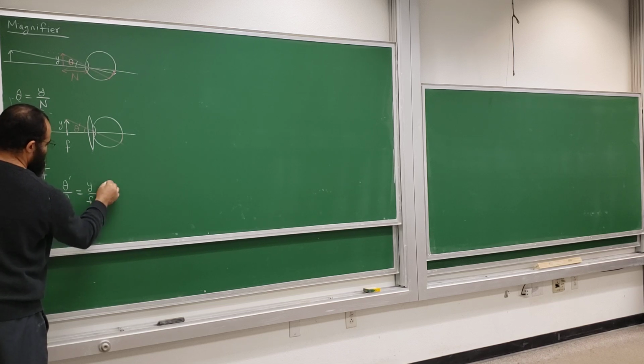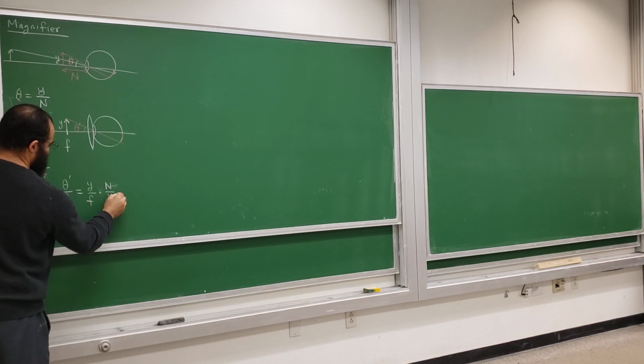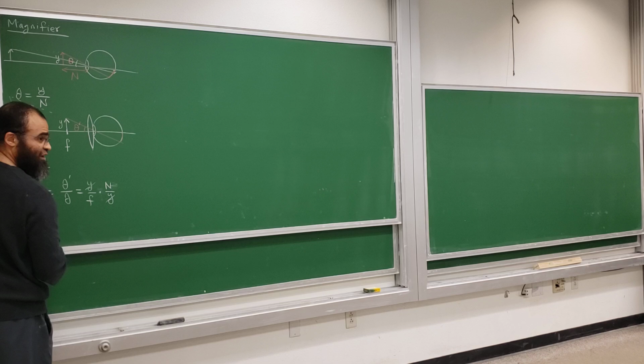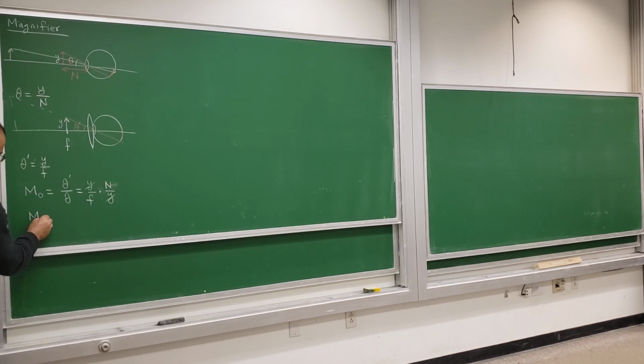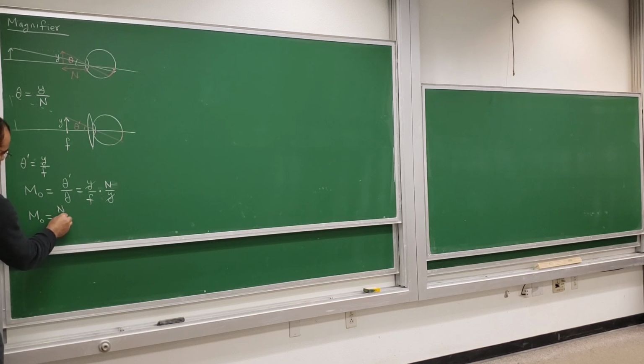Sorry, let's just do it in one. So you're multiplying by the reciprocal. So this is the height of the object, cancels. So the magnification, I'll call it here m0, is going to be just n over f. Your near point divided by the focal length of this magnifying glass.